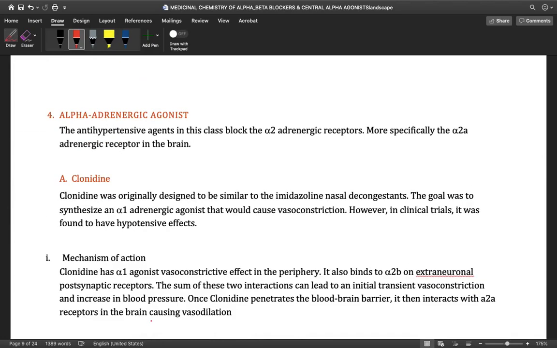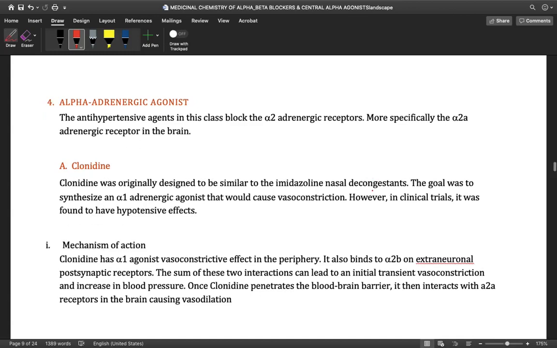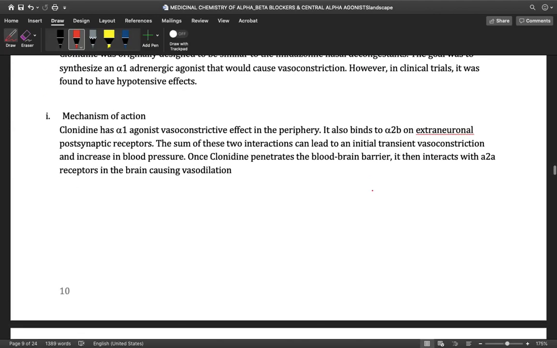Clonidine was originally designed to be similar to nasal decongestants. So the goal was to synthesize an alpha-1 adrenergic agonist that was going to cause vasoconstriction. But in clinical trial, it was observed that clonidine actually caused a hypotensive effect. So more studies were done to understand the mechanism of action of clonidine. So I want you to think about clonidine as a drug that acts both on the periphery and centrally.